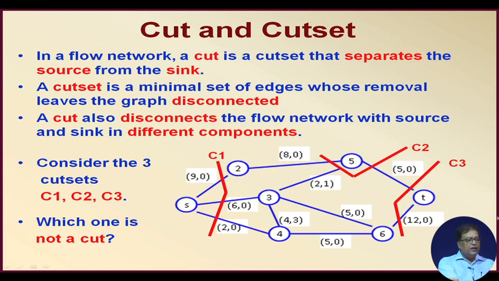So, if you say a cut set partitions the network or the graph into two different subsets or subgraphs, then source should be on one side, and sink should be on the other side. If source and sink both remain on the same side, then it is not a cut.